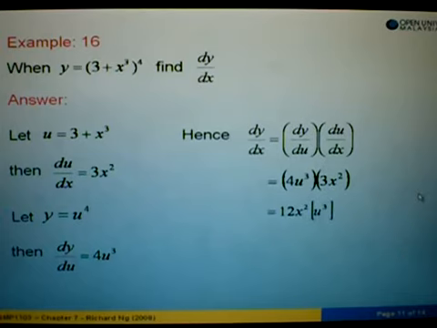So from here 4 times 3 will give us 12. Alright, and then this u we substitute with 3 plus x to the power of 3 afterwards. Okay, so first is 4 times 3x squared will give us 12x squared, remainder u to the power of 3. So u we substitute with 3 plus x to the power of 3 here again. Alright.